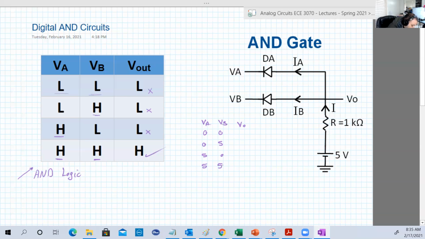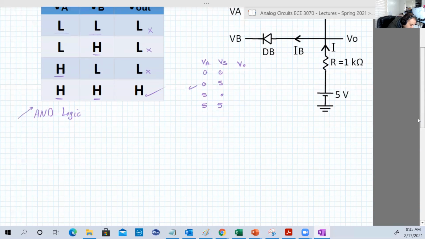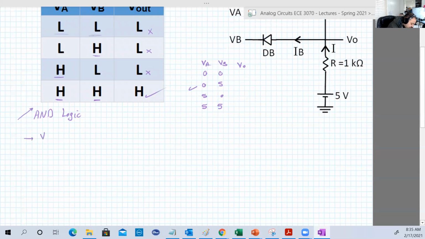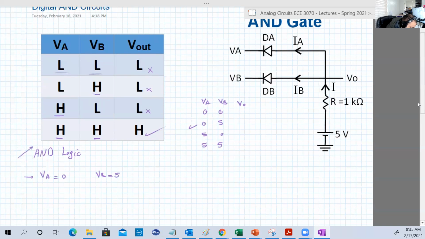I will do with you, for example, this one: VA is 0, VB is 5. Okay? So let's do that. VA is 0, VB is 5. Let's go back to the circuit to check. So I will put here 0. I will put here 5. When I say put 0, that means I just connected this point to ground.